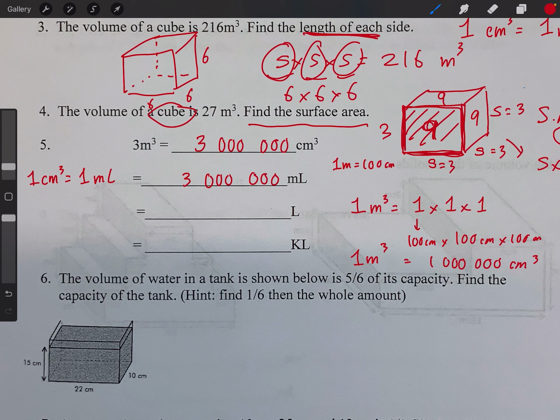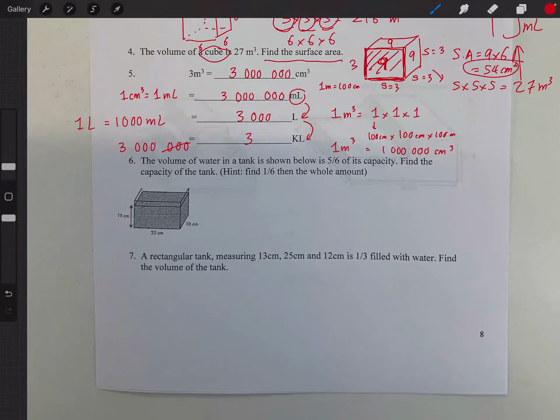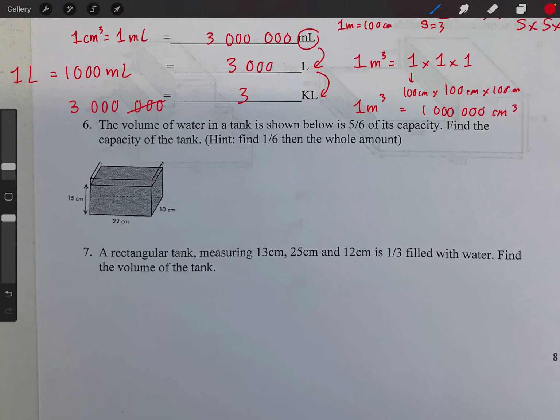Now if we have 3 million milliliters, how do we go from milliliters to liters? Well, we know that 1 liter is equal to 1,000 milliliters. So if you have 3,000,000, how many thousands are there? Just divide by 1,000. So that'll be 3,000 liters. And to go from liters to kiloliters, we divide by 1,000 again. So divide 3,000 by 1,000, you get 3. So 3 kiloliters.